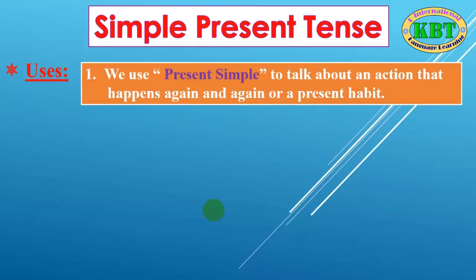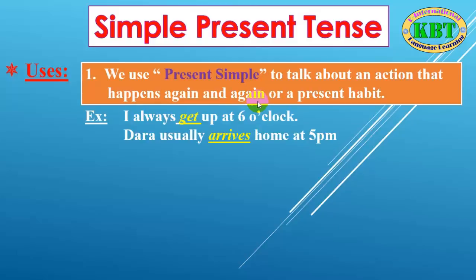We use present simple to talk about an action that happens again and again, or a present habit. Again and again, or we can say a repeated action in the present time. So let's have a look at the example. I always get up at 6 o'clock. So always shows the activity that happens again and again, right?